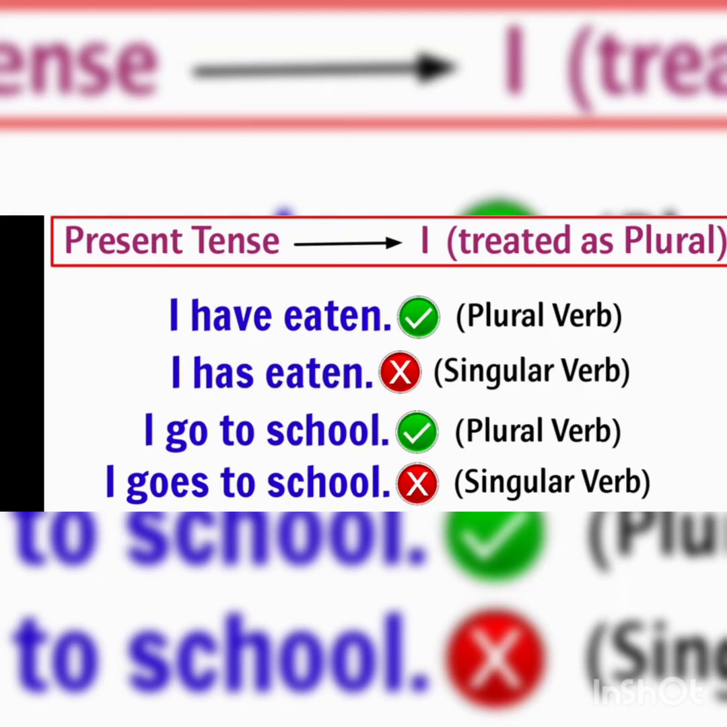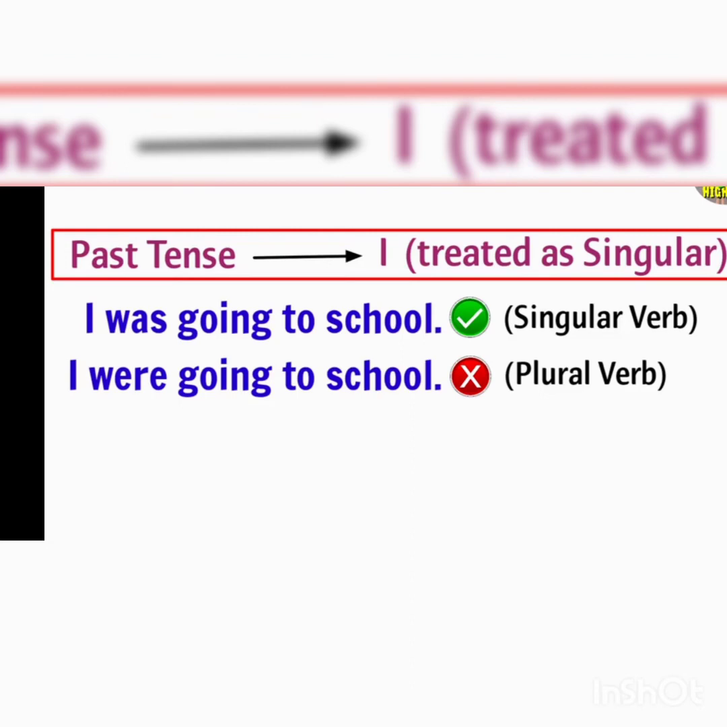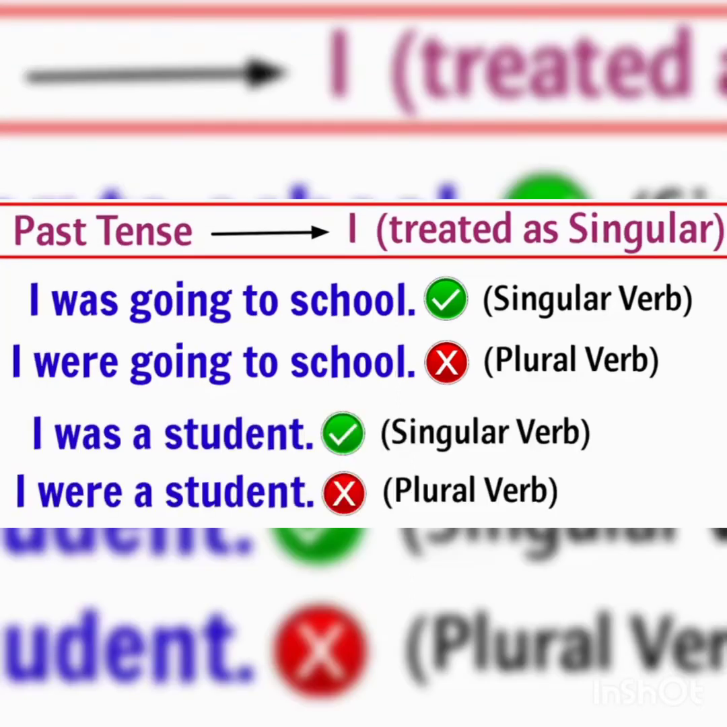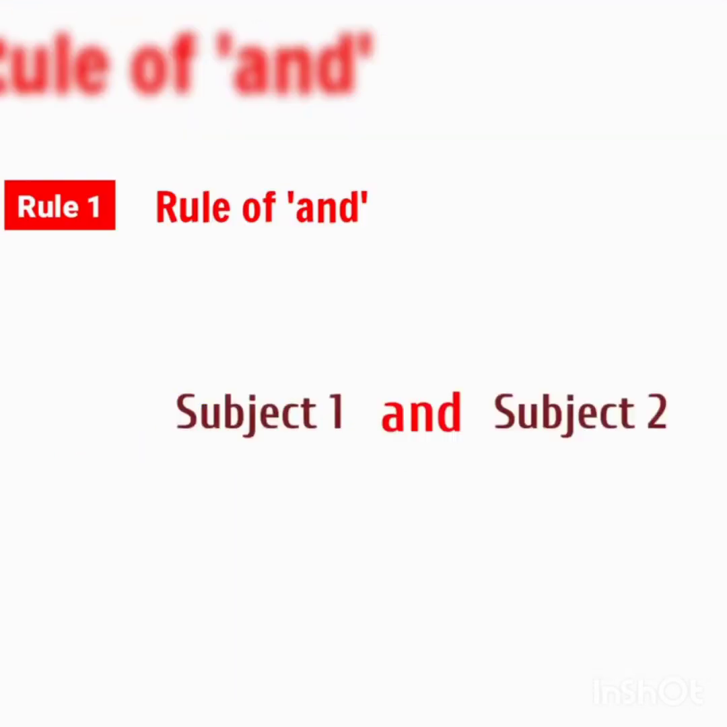Now move to the past tense example. I was going to school, I were going to school. I was a student, I were a student. So obviously the singular verb will be the correct choice. Now students, let us move to the very first concept of our subject verb concord, and we are going to discuss the usage of and.